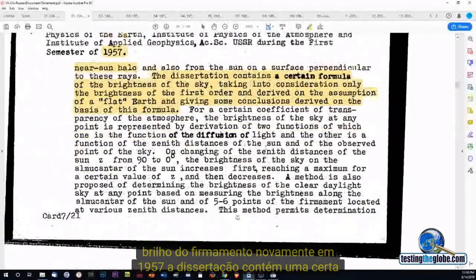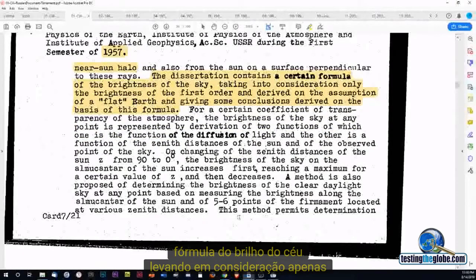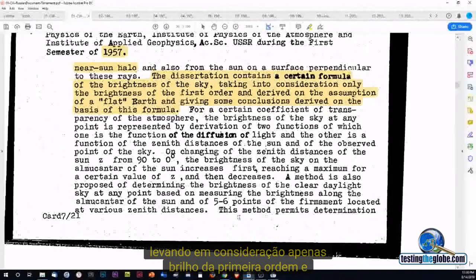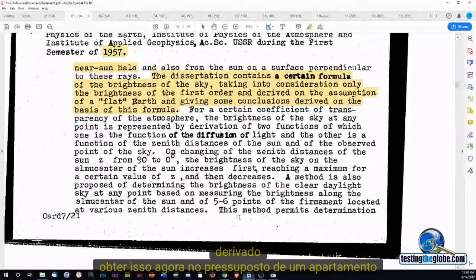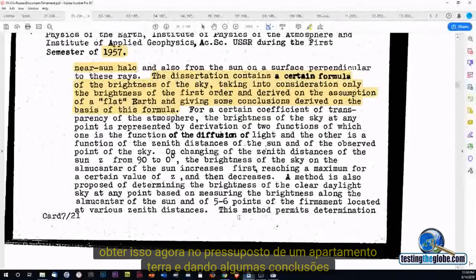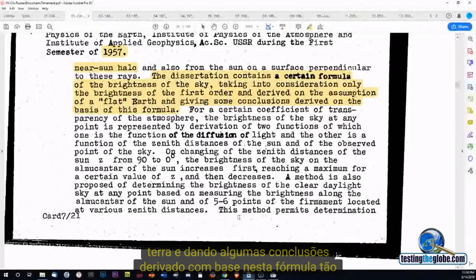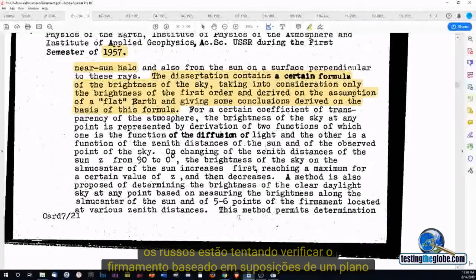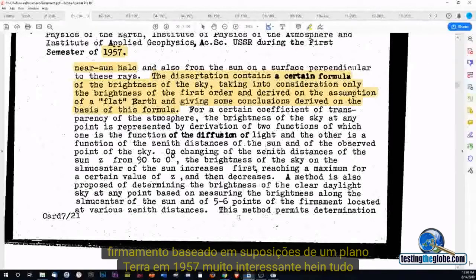Again, 1957. The dissertation contains a certain formula of the brightness of the sky, taking into consideration only the brightness of the first order, and derived, get this now, on the assumption of a flat Earth, and giving some conclusions derived on the basis of this formula. So the Russians are trying to check out the firmament based on assumptions of a flat Earth in 1957? Very interesting, huh?